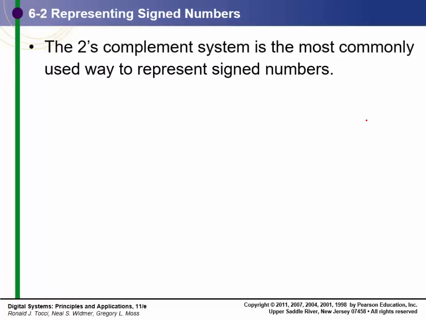All right, the 2's complement. We need to know how to convert from a regular number to a 2's complement. And this is the way things are stored.